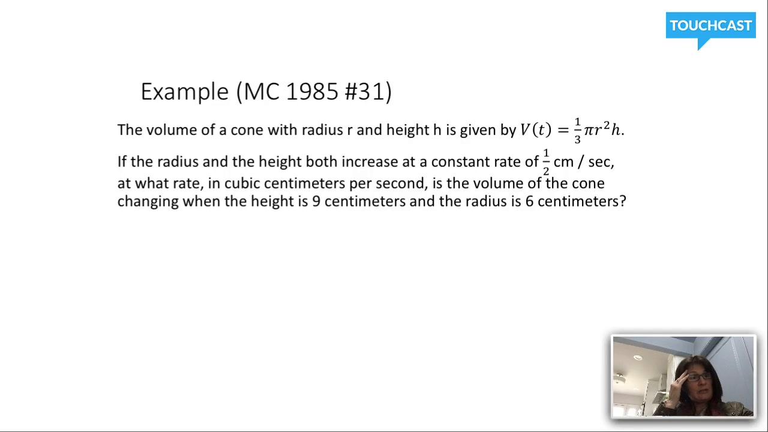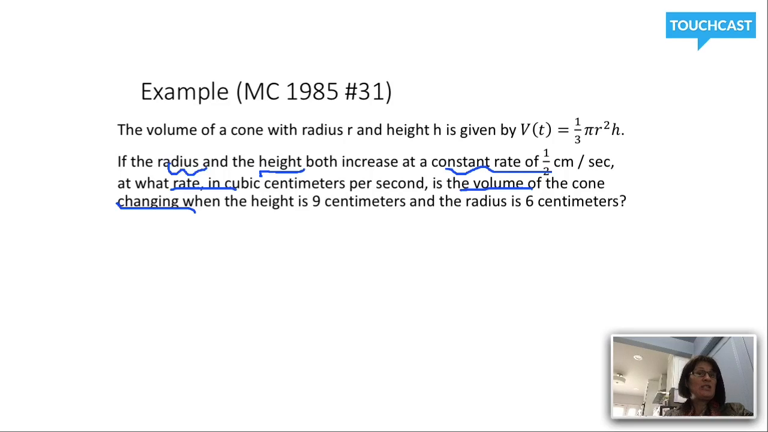The first thing we want to do is figure out what rates we already know and what rate we're looking for. So I've been asked to find the rate the volume is changing, so it's going to be called dv dt. Some things we already know. We know the radius is changing at a constant rate of 1/2. That's going to be dr dt. We know the height is changing at a constant rate of 1/2 centimeter per second.